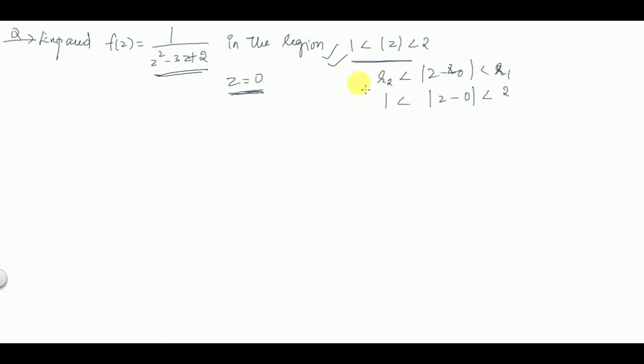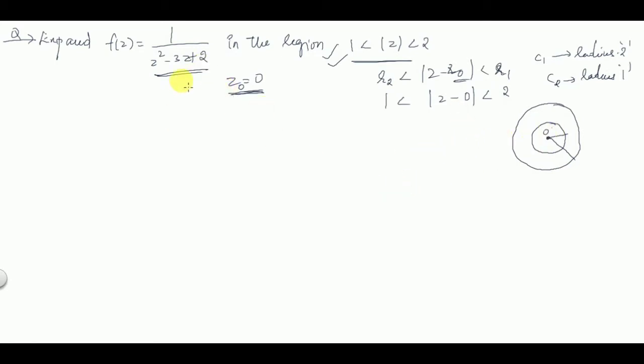Okay, this is very important. From the ROC we are getting the value of z0, so z0 is equal to 0. C1 is a circle of radius 2 and C2 is a circle of radius 1. The center of the series is 0, that is the origin. So you have a circle of radius 1 and a circle of radius 2, and the center here is the origin. This is what he has given.